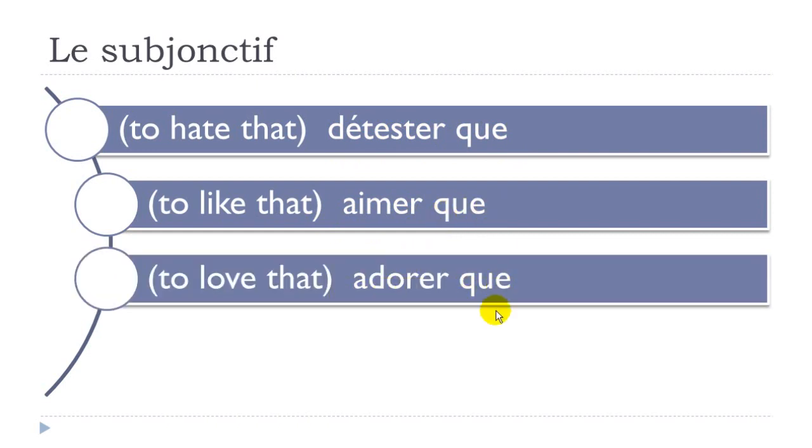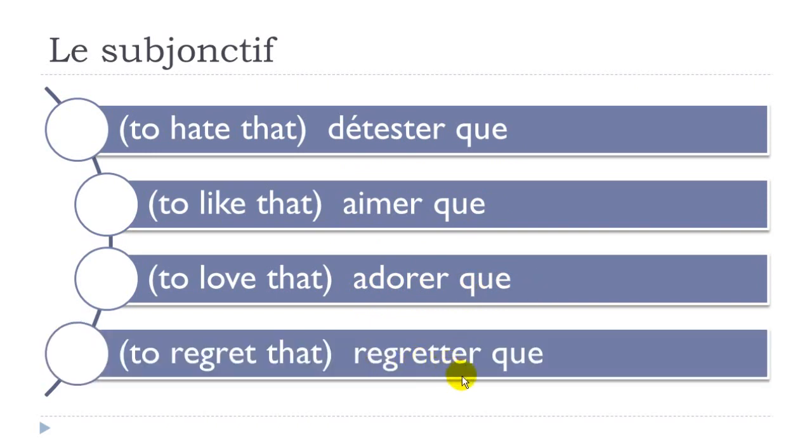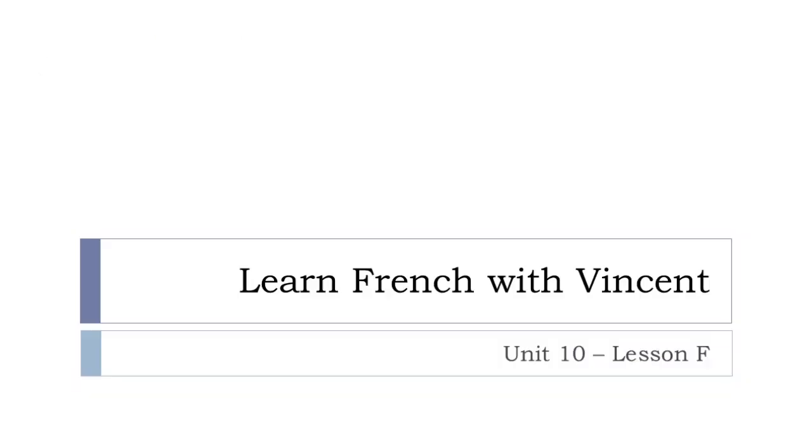Adorer que. Regretter que. So one more time. Détester que. Aimer que. Adorer que. Regretter que. And they will be followed by le subjonctif.